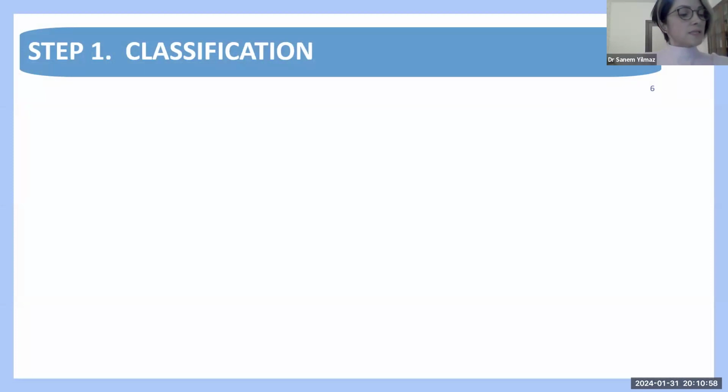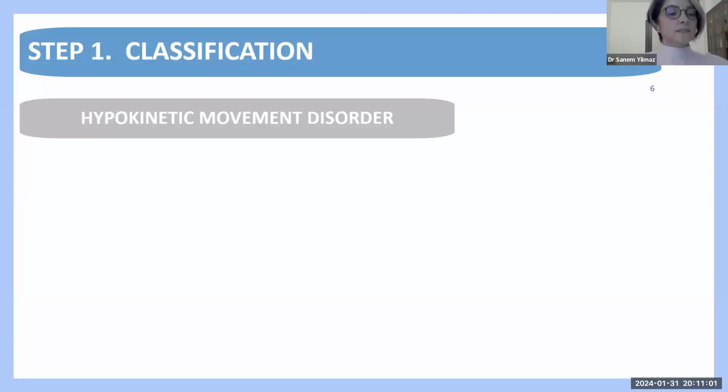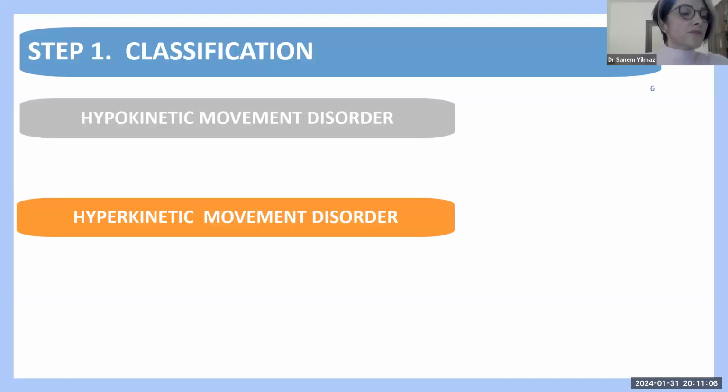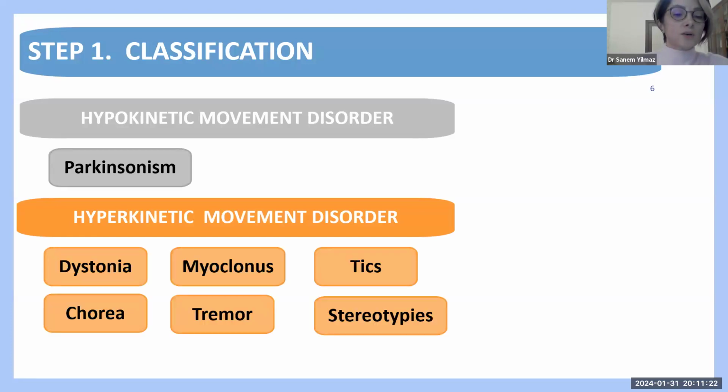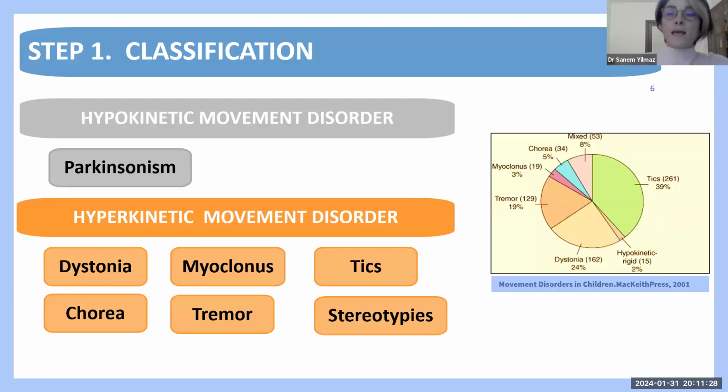The first step is to describe the phenomenology and classify the movement disorder. As we all know, movement disorders are generally classified in two broad groups as hypokinetic and hyperkinetic movement disorders. The prototype of hypokinetic movement disorders is Parkinsonism, and it's quite rare in childhood. Hyperkinetic movement disorders are dystonia, chorea, myoclonus, tremor, tics, and stereotypies. As we all know, tics are the most common movement disorder in childhood, followed by dystonia, chorea, and hypokinetic movement disorders.